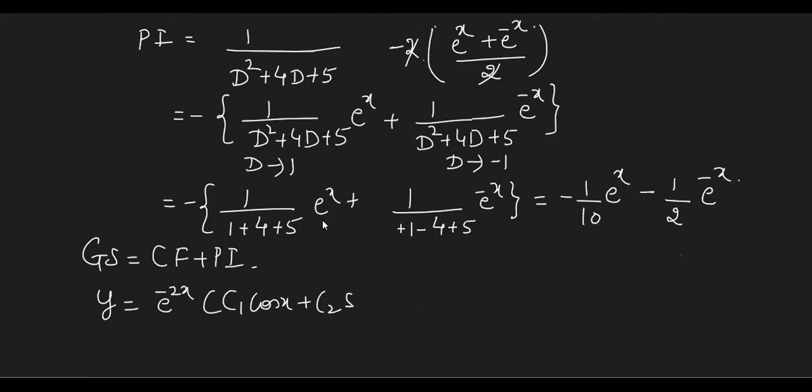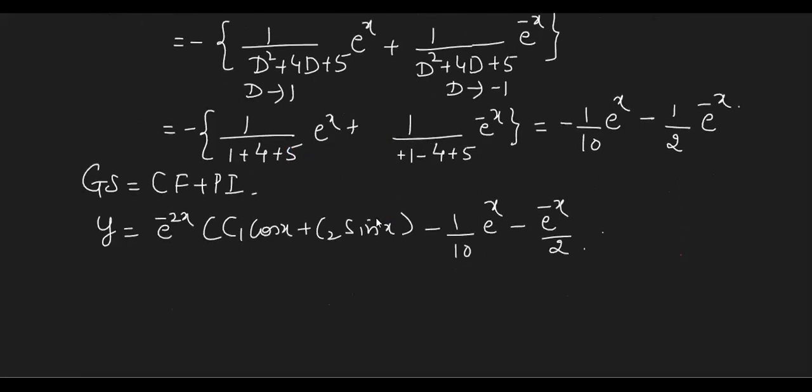C1 cos x plus C2 sin x, minus 1 by 2, 1 by 10 e raised to x minus e raised to minus x by 2. Correct? If they have not given the condition, this is the end of the problem. But they have given conditions, no? I'll call it equation 1.